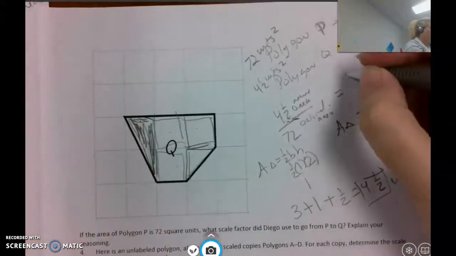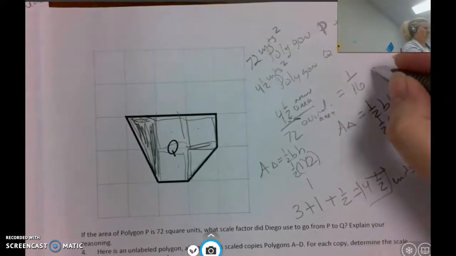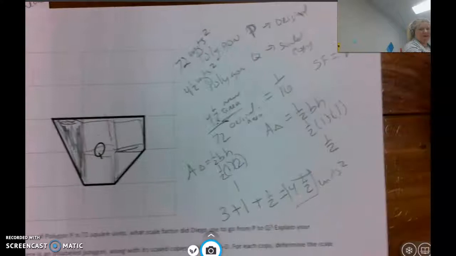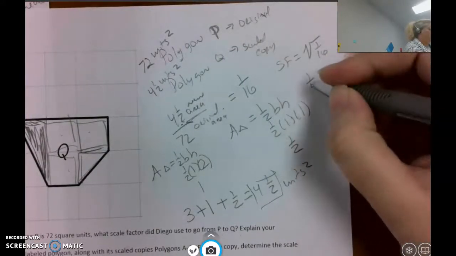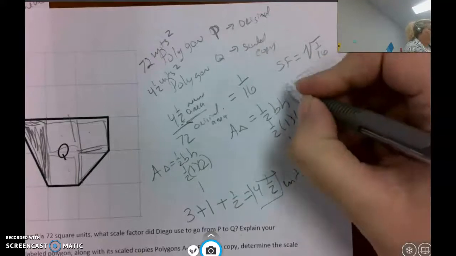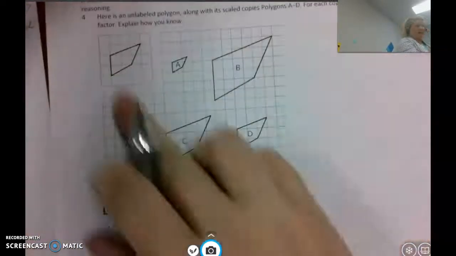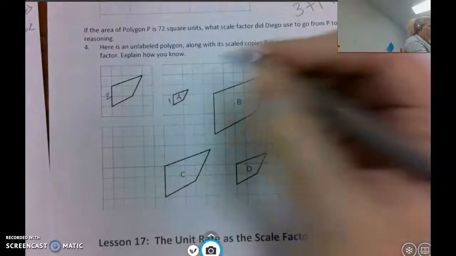Let's make sure we had this written down. Now again, this one was optional. I felt it was a little much. So the scale factor is actually the square root of 1/16, which is 1/4. I'll write that over here. The scale factor is 1/4. Again, that was optional.